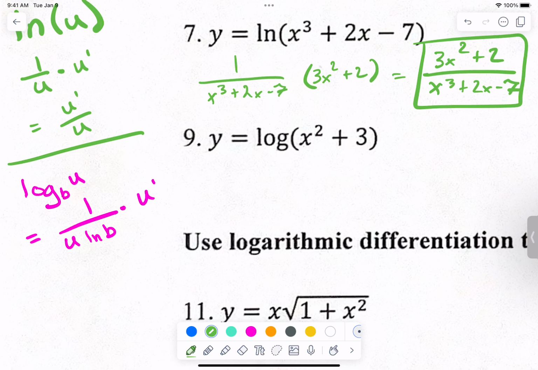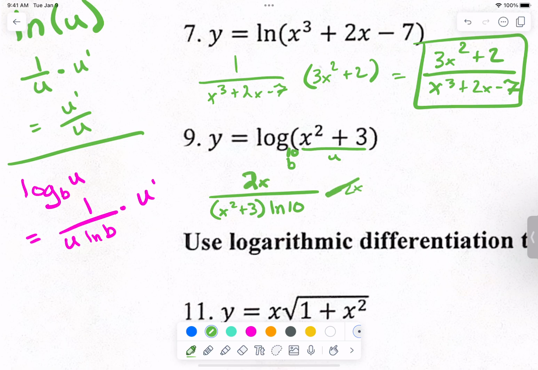Now here's the problem. Let's figure out what u and b are for number 9. What's the base? 10. If there is no base, the base is 10. So b is 10, and u is this junk right here. So I have 1 over u, which is x squared plus 3, times ln of 10, times u prime, and u prime is 2x, but I'm going to lump him on the top.